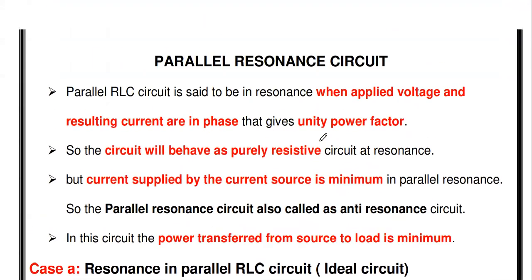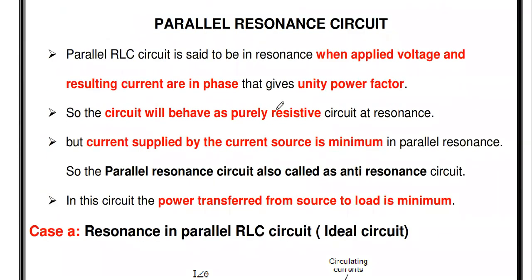First, let's see what is meant by a resonant circuit. Already you know the characteristic of a resonant circuit: the circuit is in resonance when the applied voltage and the applied current are in phase. If the applied voltage and applied current are in phase, then we call that a resonance condition; that circuit is in resonance.